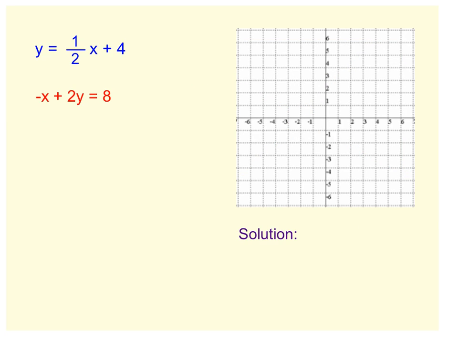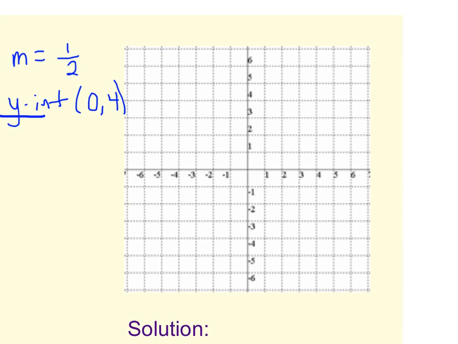All right, so we're going to solve this system by graphing. That just means graph both lines. So the first line, it's already solved for y, so our slope we can identify is 1/2. The y-intercept is 0, 4. So when we graph this, we're at 0, 4 for the y-intercept.